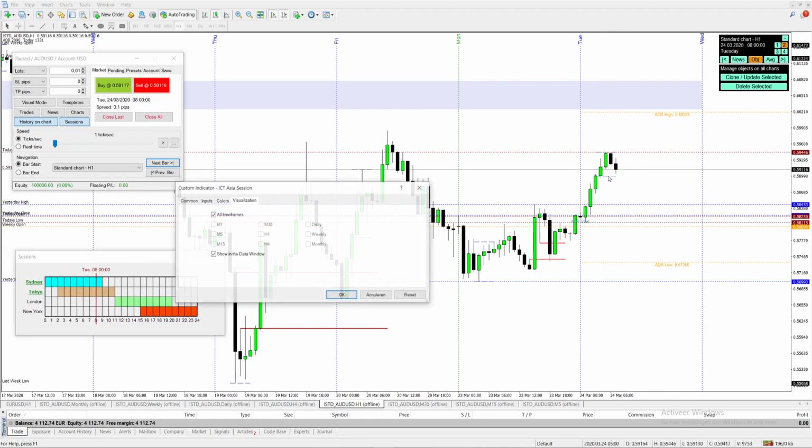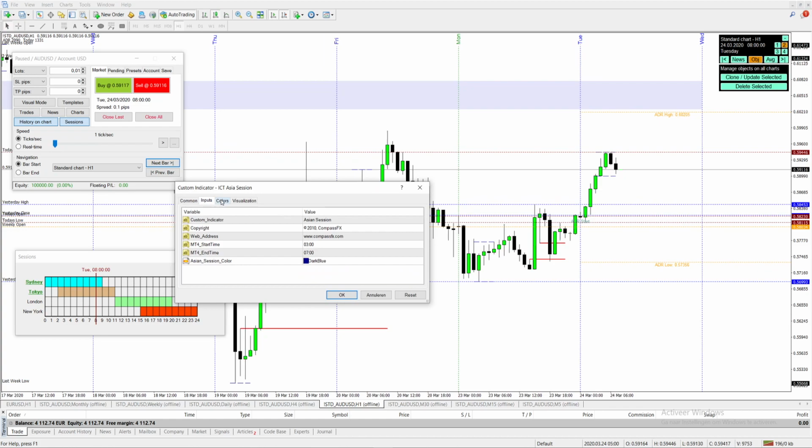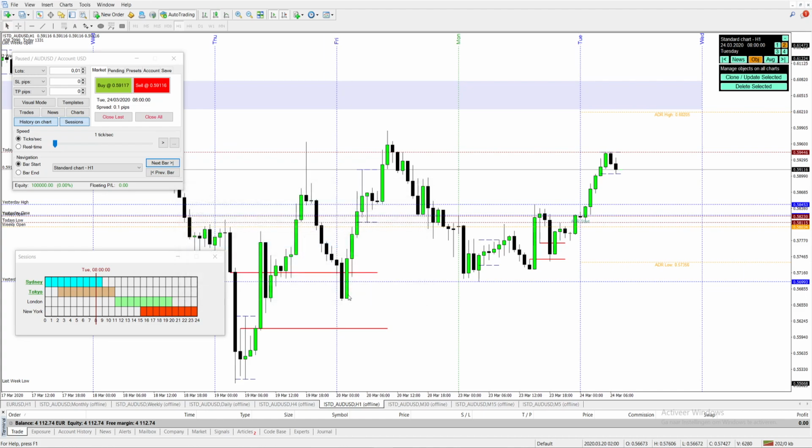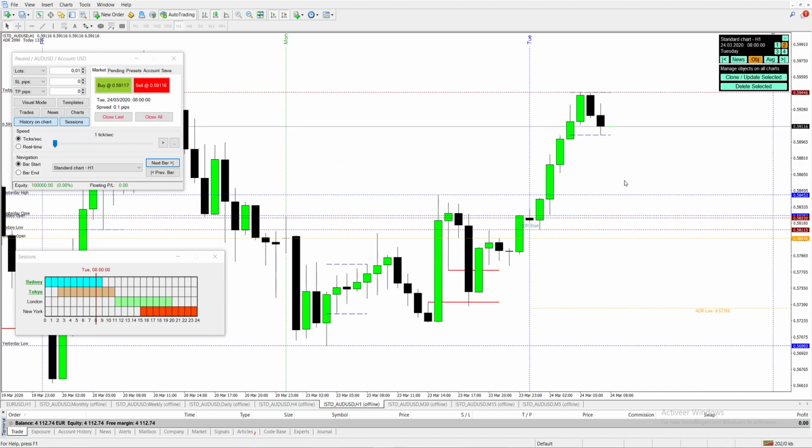Asia session, is it properly set up? Let me check it. 3 to 7. Should be 4 to 8 because of the time zone. Because right now here we're at 8 o'clock, it's 3 hours before London Open, which is New York Open, New York midnight. Right, and Asia range is from 8 p.m. till midnight, that's 4 hours. So this is the accurate Asia range.